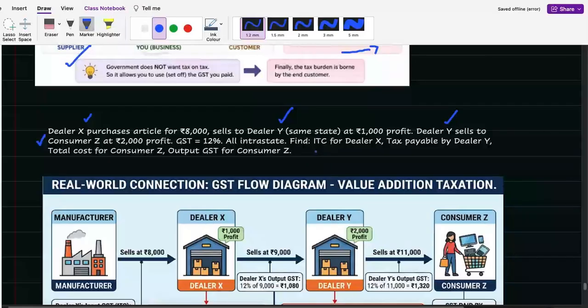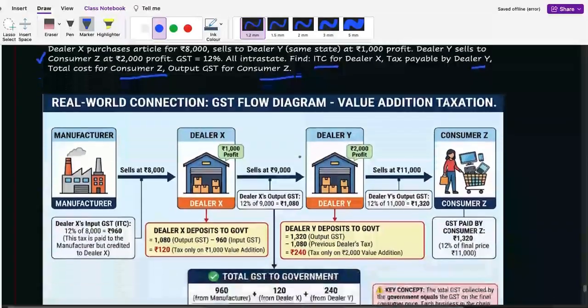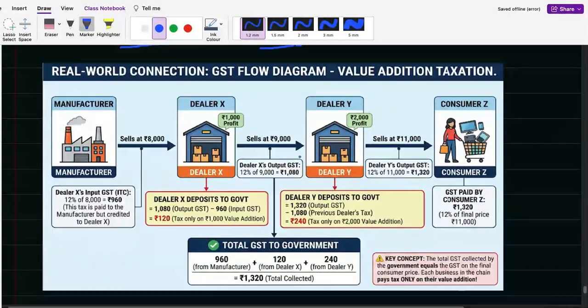Got it? So we need to find the ITC for dealer X, the tax payable by dealer Y, and the total cost for consumer Z, and what is the output GST for the consumer Z. Understood? One by one we will do, you will understand it very clearly. So here I have generated this spec for this problem.